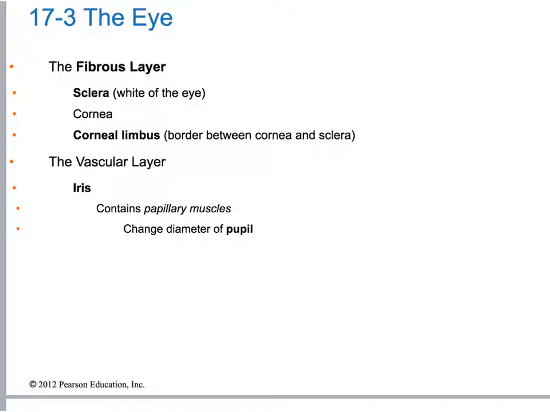Some of the other anatomy of the eye: there's a fibrous layer, and if you've ever seen the actual white of the eye, that's called the sclera. The sclera is the fibrous layer in the white of the eye. The corneal limbus is the border between the cornea and the sclera. The vascular layer is the iris. That contains the pupillary muscles that change the diameter of the pupil.